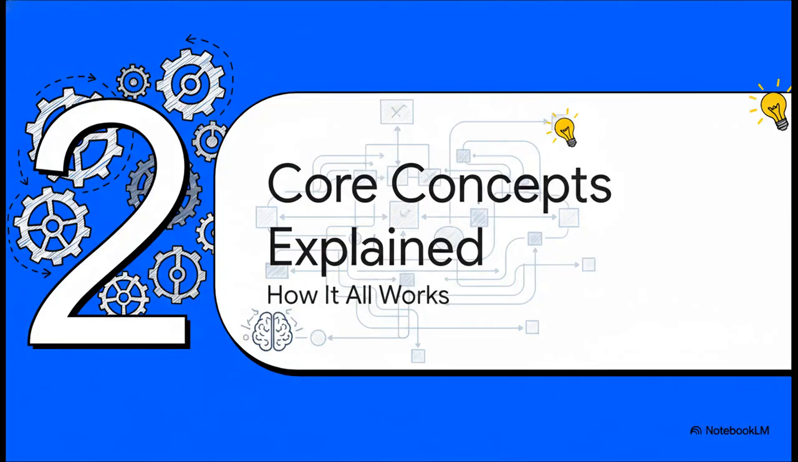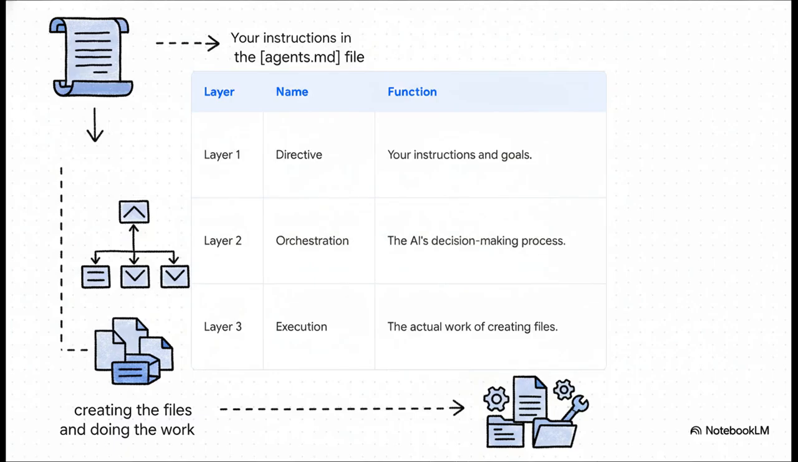All right, so now that we've covered the what, let's get into the why. Because really understanding the concepts humming away under the hood is what's going to unlock its real power for you. So the whole system thinks using this three-layer architecture. Layer 1 is the directive. That's just your instructions in the agents.md file. Layer 2 is orchestration, which is where the AI figures out how to do what you asked. And layer 3 is execution, where it actually gets to work creating files and writing code.